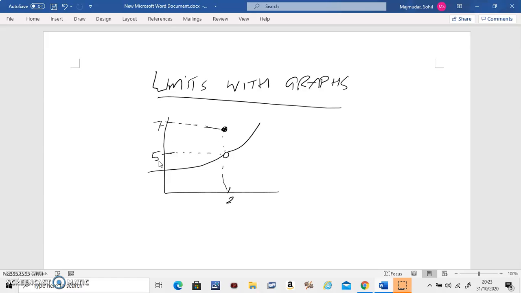Okay, so now question 1 is, if I tell you, say this function is f of x. Now if I tell you find f of 2, the question is, is f of 2 5 or is f of 2 7? So remember, the question is asking you f of 2. You always look at the closed dot. So f of 2 is 7.